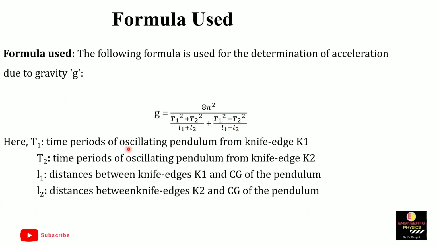T1 is the time period of the oscillating pendulum about knife edge K1. T2 is the time period of oscillation about knife edge K2. L1 is the distance between K1 and the center of gravity of the Kater's pendulum, and L2 is the distance between knife edge K2 and the center of gravity of the pendulum.